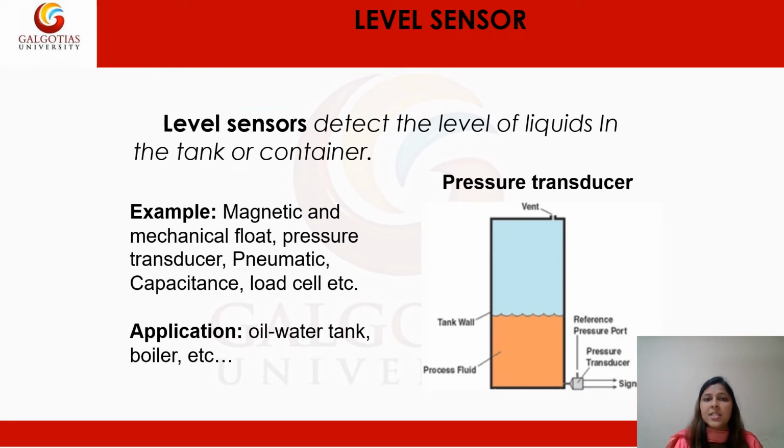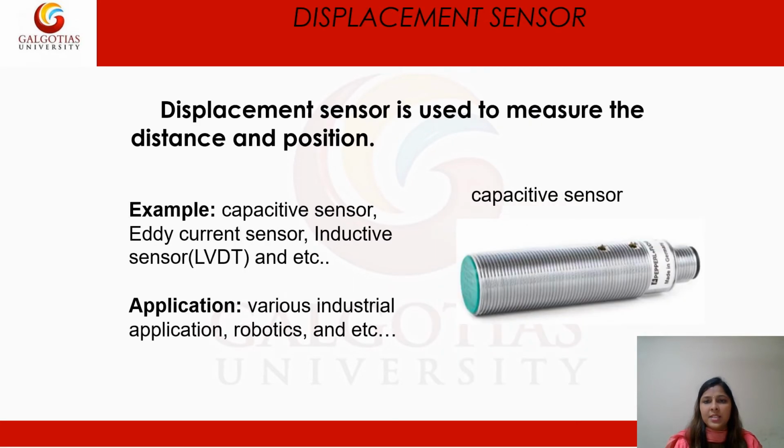Next one is your level sensors. These sensors detect the level of liquids in any tank or deep container. Their examples are magnetic and mechanical floats, pressure transducers, pneumatic capacitance, load cells, etc. They are also used in oil and water tanks or boilers. So most of the sensors, like temperature, pressure or level sensors, are used in boilers, turbines, etc.